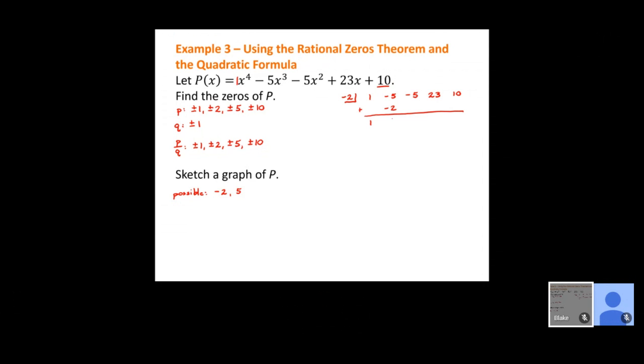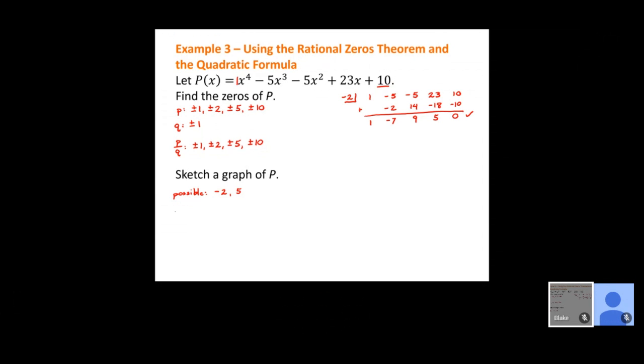Now we add -5 plus -2 is -7. -7 times -2 is 14. Negative 5 plus 14 is 9. 9 times negative 2 is negative 18. 23 plus a negative 18 is 5. 5 times negative 2 is negative 10. And 10 plus negative 10 is 0. So that does check out.